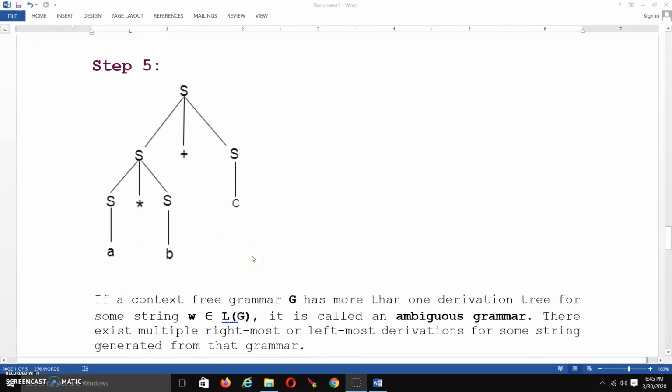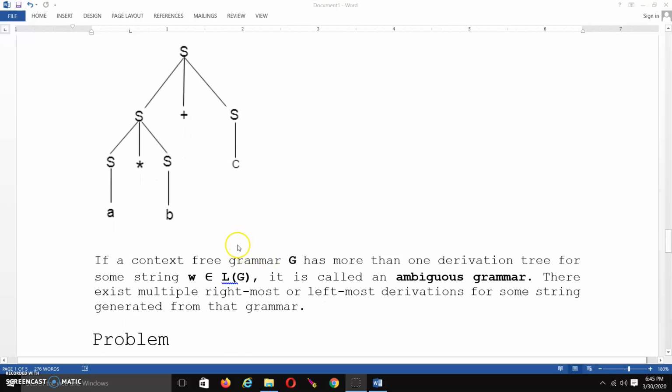So in this manner, if you are going to construct a parse tree for the given string W based on the production rules in the grammar G, and that construction of a derivation tree may give more than one derivation tree, in such a case the grammar is said to be an ambiguous grammar. That means the string is derived from the grammar G, and you have the possibility of constructing one or more parse trees. One or more parse trees means there may be multiple rightmost or leftmost derivation trees for some strings generated by the grammar only.